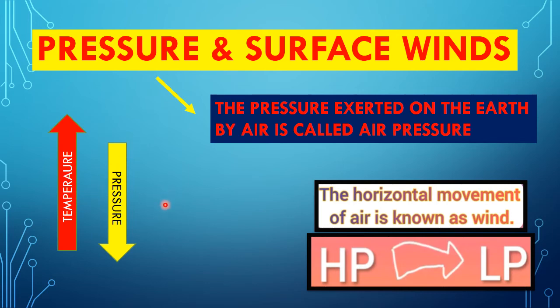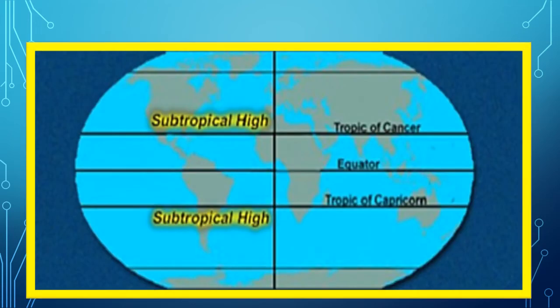The climates and the associated weather conditions in India are governed by the following atmospheric conditions. One of them is pressure and surface winds. Now children, as you know, India lies in the subtropical high pressure belt. You can see here, this is the belt. So which winds originate here? The northeasterly winds originate here.